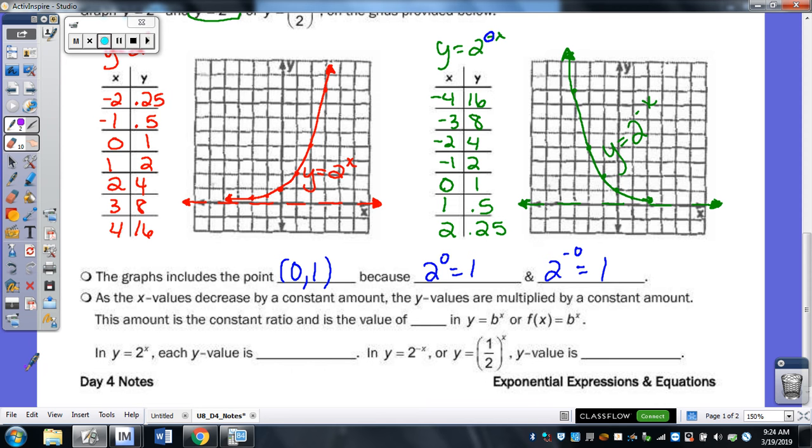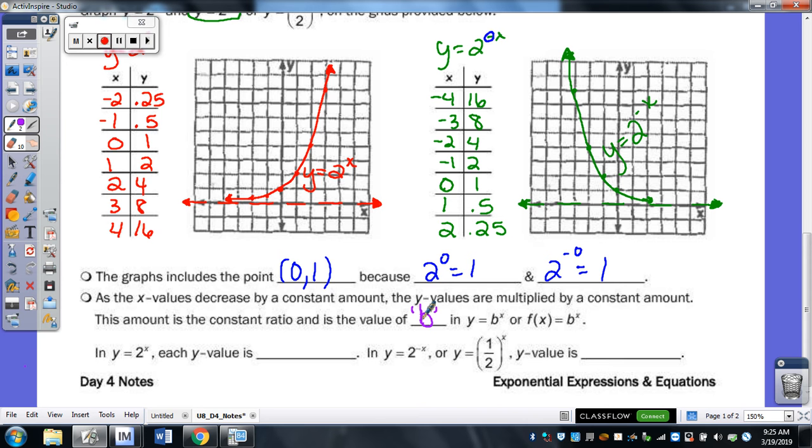Alright, so as the x values decrease by a constant amount, the y values are multiplied by a constant amount. This amount is the constant ratio and is the value of b. Whatever you're multiplying by each time to get you from one term to the next, that is your b value.